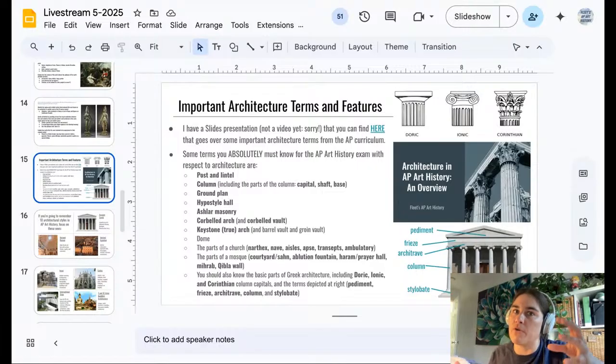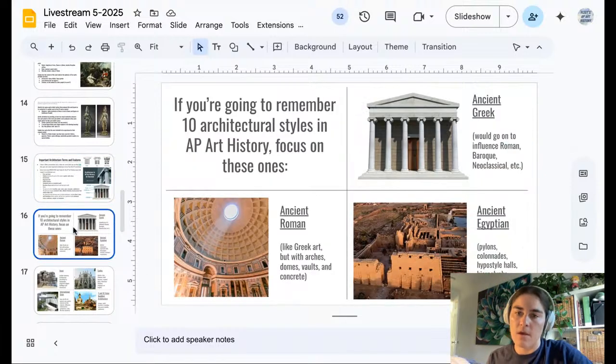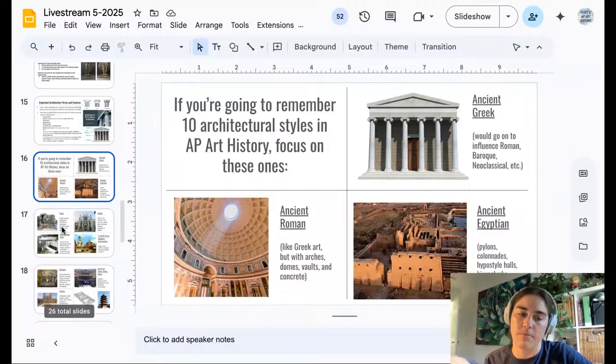Now, if I were to boil down AP art history architecture movements to maybe around 10 that you should absolutely remember, I would say remember these 10 that are coming up in the slides. Okay. And I put them more or less in chronological order. I mean, not really, but sort of.